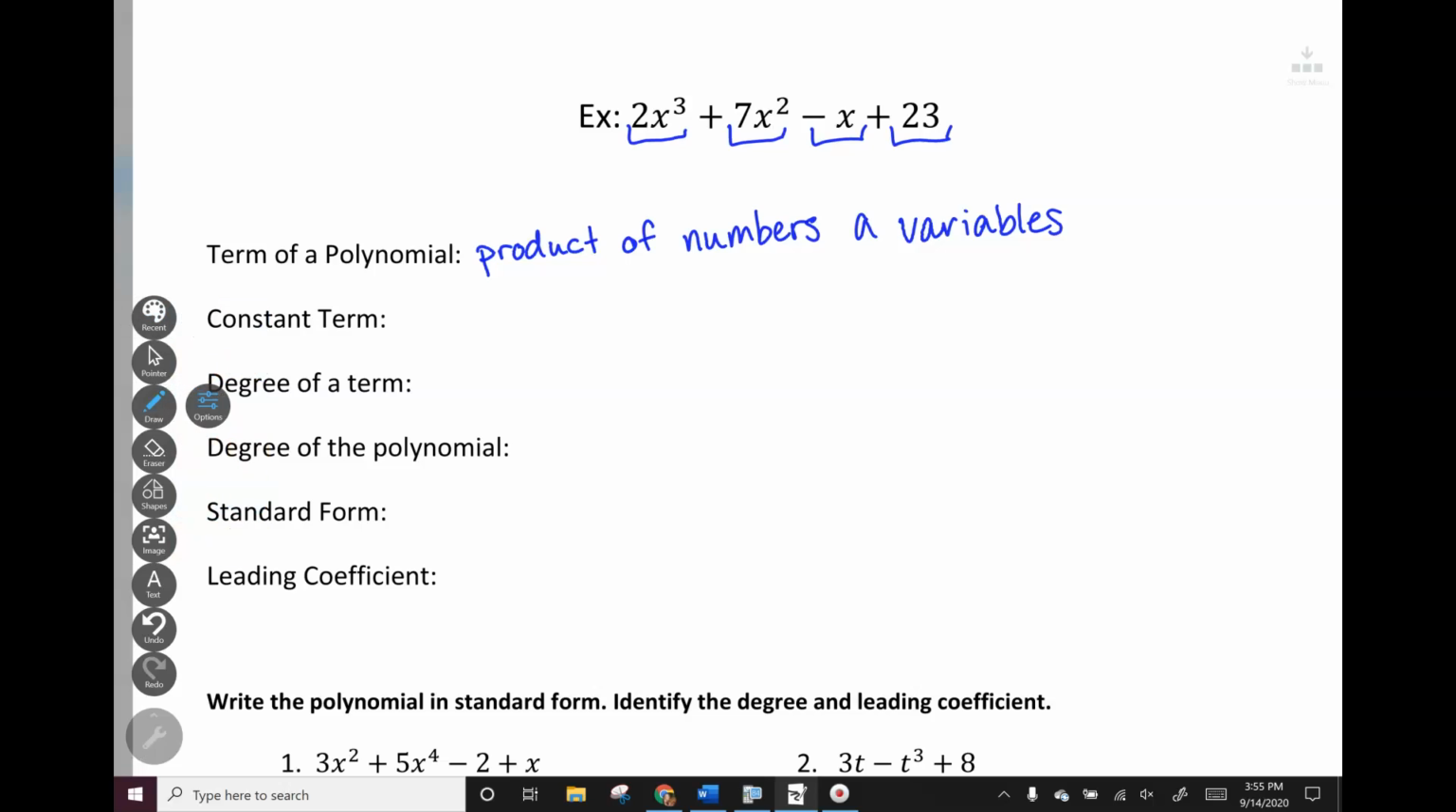The constant term is the term without a variable. So that would be 23. That's your constant term.